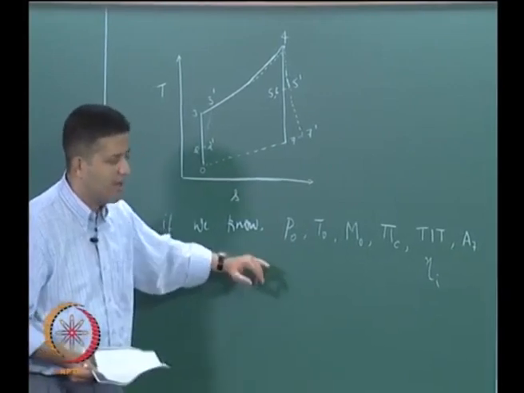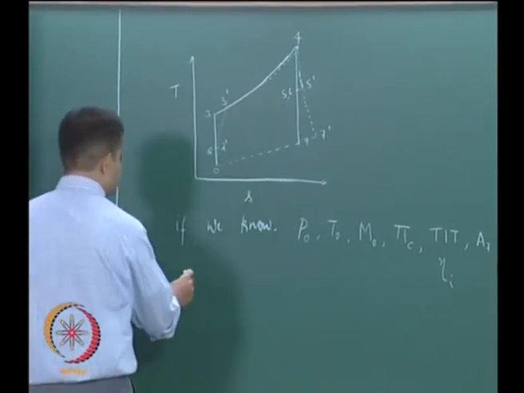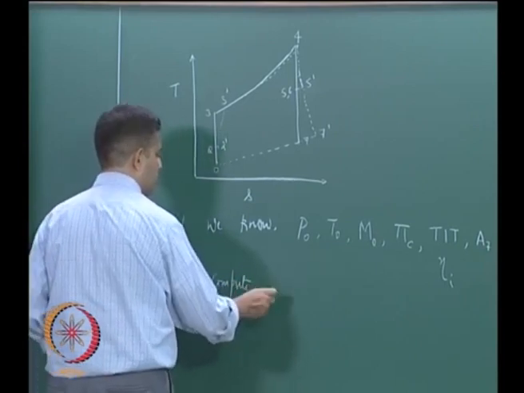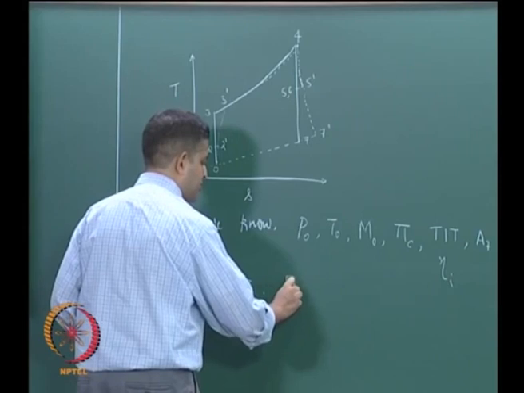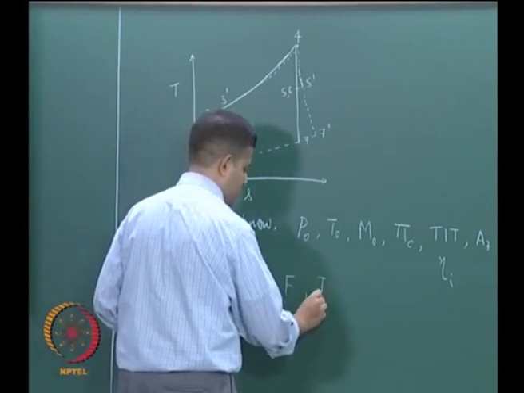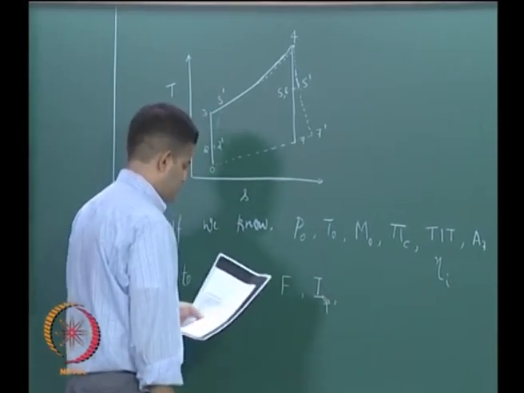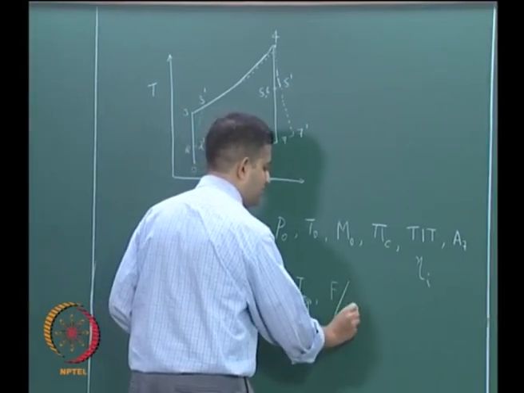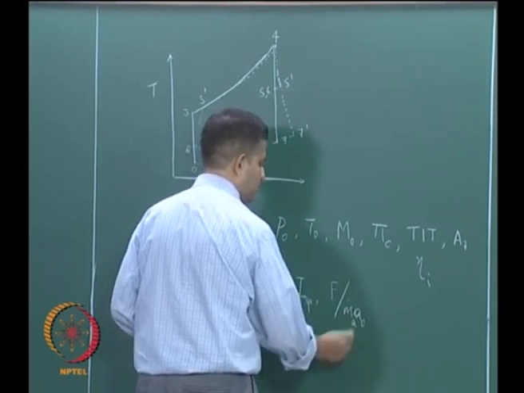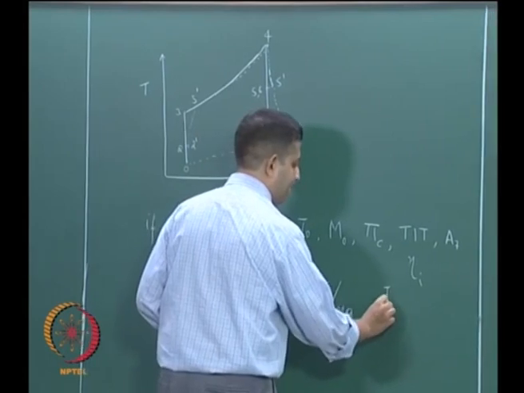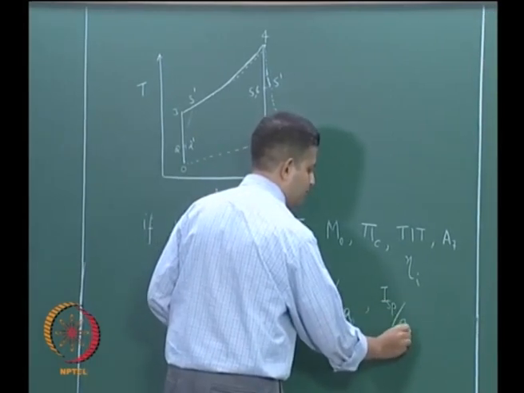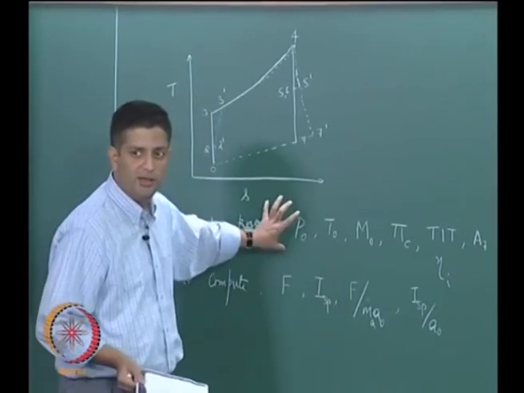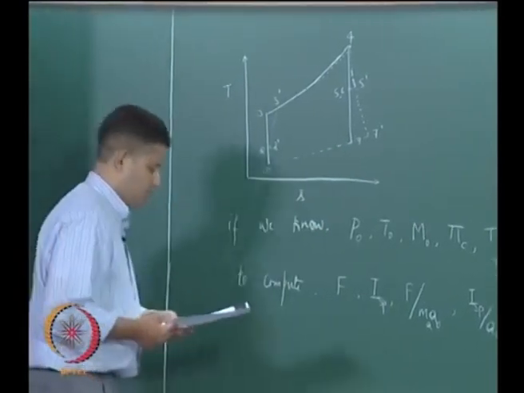Now if we know this, can we calculate now from this what is the parameter that we are interested in, F, that is the thrust of the engine, then the ISP of the engine, then the other non-dimensional quantities that we looked at. Okay. So we will try and see how to get to this knowing this one.